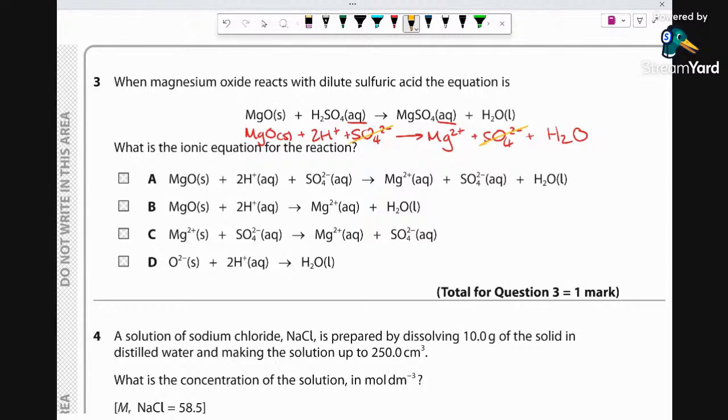So the magnesium oxide is still there. So that eliminates C and D. But the sulfate ion should also now vanish. So A is wrong and B will be the correct answer. Let's just check that that is the right one. So these two on that side and those two on that side. Cool. There you go. So B is going to be the right answer.